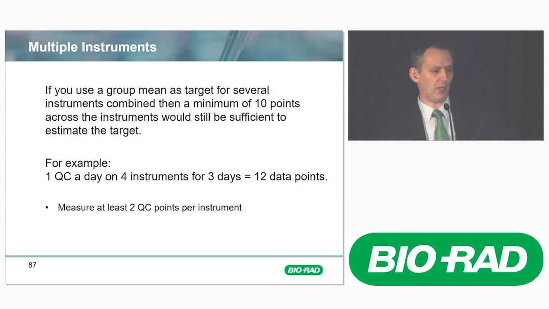So for example, I put in here, if you have 4 instruments, then go for 3 days, you get 12 points. So it's never wrong to do a little more. It's all statistics. The more data we have, the better our estimate is. So you can run a little more. I put a little note at the bottom: make sure you do at least 2 QCs per instrument.